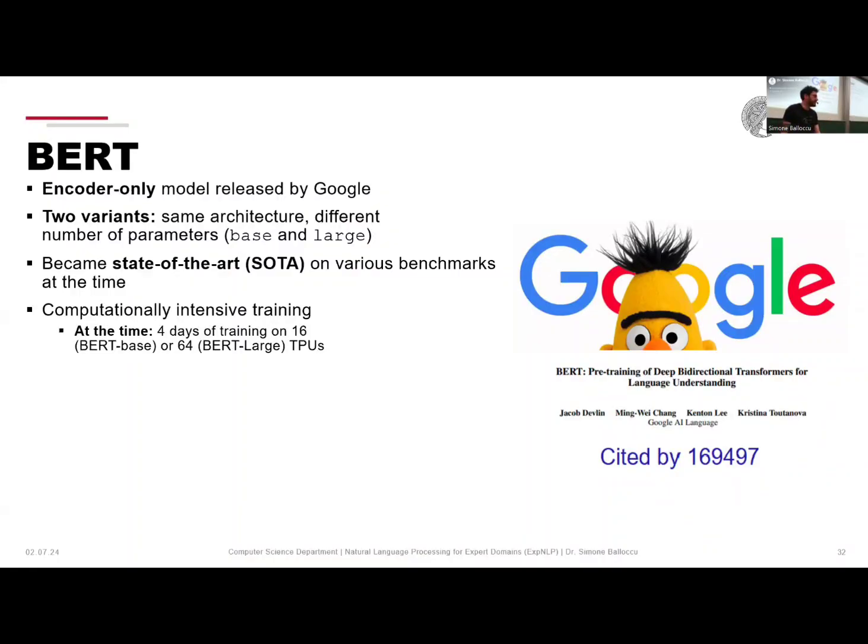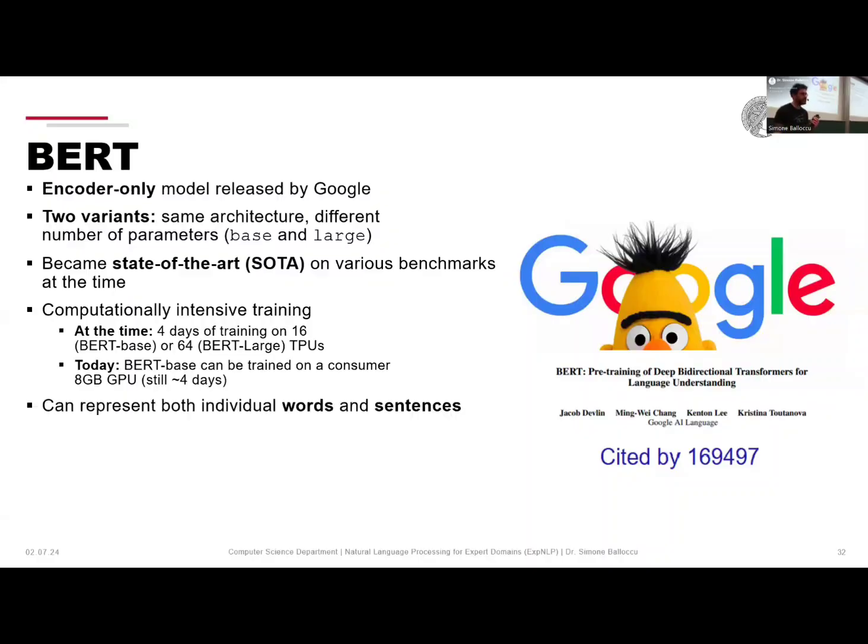It's very intensive to train. At the time, Google spent 4 days of continued training on 64 TPUs, which are specialized hardware. It's not a GPU, it's not a CPU, it's a specialized kind of hardware which is very good for training neural networks. Today, we have even better ones. Today, you can take an 8 gig GPU by NVIDIA and train it again in 4 days. Probably if you quantize or do LoRA and other stuff, you can even do it faster. But back then, training an entire model for 4 days was a lot.